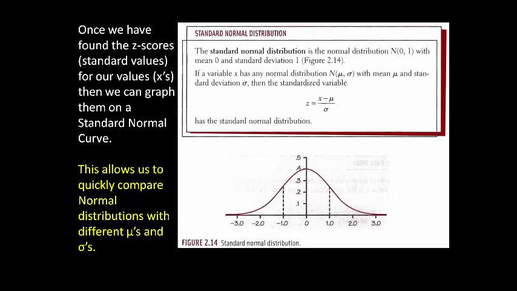We've basically zeroed out what we're looking for. We're starting from scratch, and we're only comparing how far away something is based on the standard deviations, not the mean, not the standard deviation that was given in the problem, but the z-score, the standard deviations away. So if that person falls 1.5 standard deviations above the mean, or two standard deviations below the mean, then that is our z-score. This allows us to quickly compare normal distributions with different mu's and standard deviations.